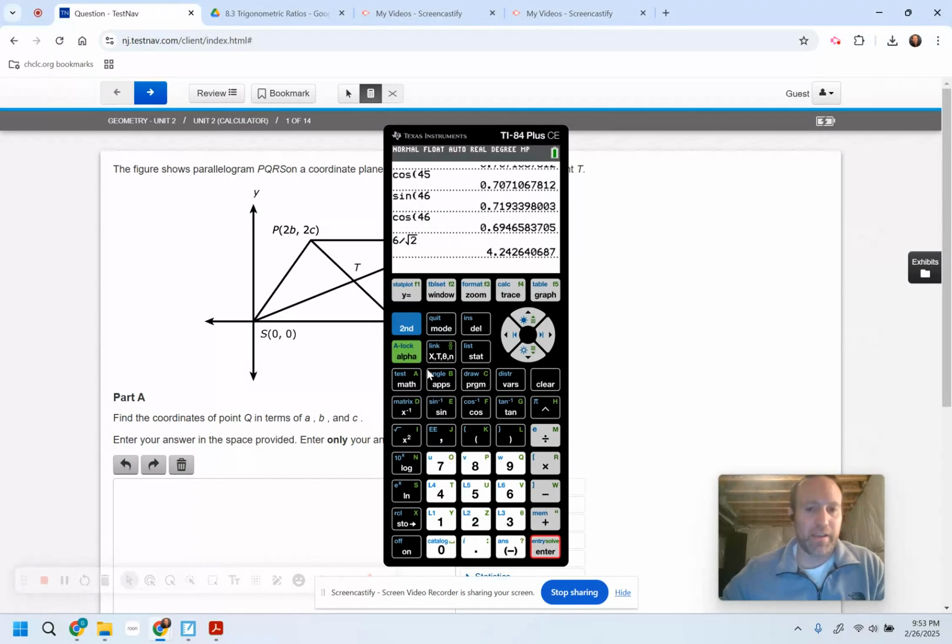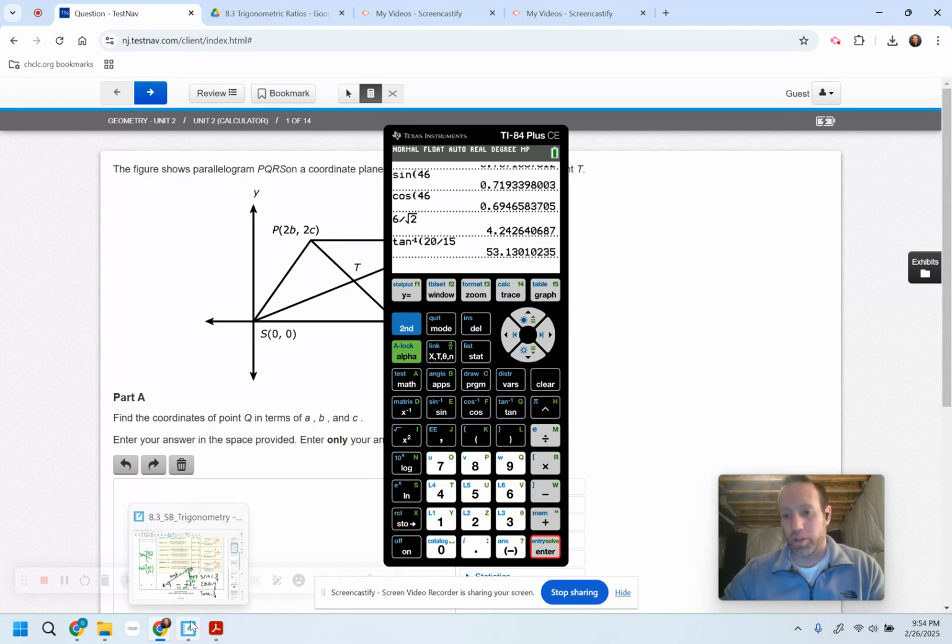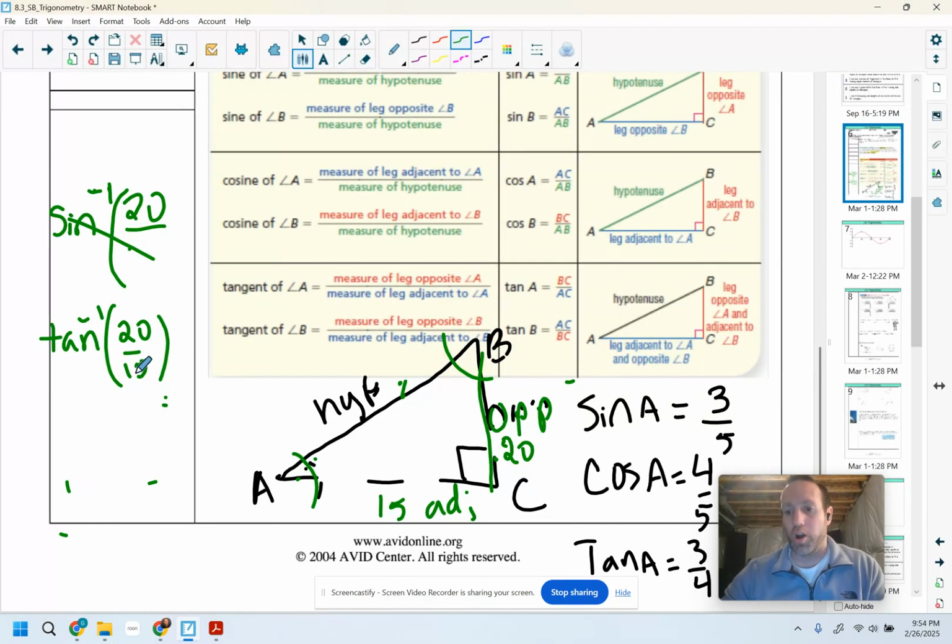So let's return back here. I'm going to go ahead and do inverse tangent of, what was it, 20 over 15. And that is going to tell me that, hey, that angle measure is 53 degrees. So the sun is at an angle of 53 degrees when the tree is at a ratio where it's taller than the shadow is long. And it's 20 to 15.